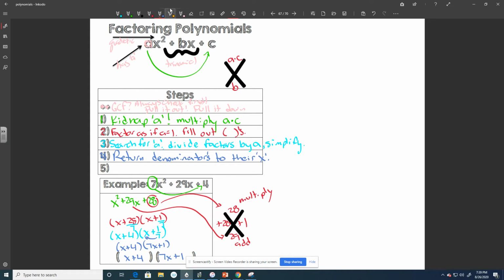Now, I think it's probably a good idea, especially as you're learning this process, I would always check your work. Make sure that when you FOIL this out, you get the problem that you started with. I'm not going to take the time to do that right now. I don't want this video to go longer than it needs to, but pause the video, multiply that together if you want to check, and make sure we got the right answer, okay?